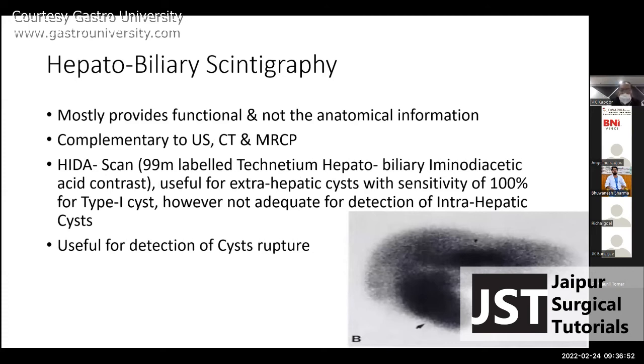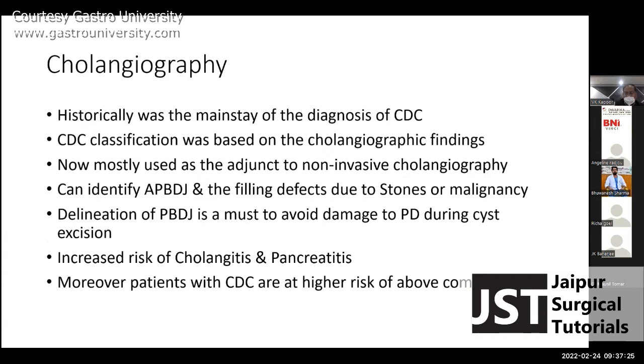Hepato-biliary scintigraphy only provides the functional result and not the anatomical information. Hence, it is only complementary to the ultrasound, CT or MRCP. And as I have told earlier, it is usually used for delineating the communication between the cyst and the biliary ducts. It's also used for detection of cyst rupture.